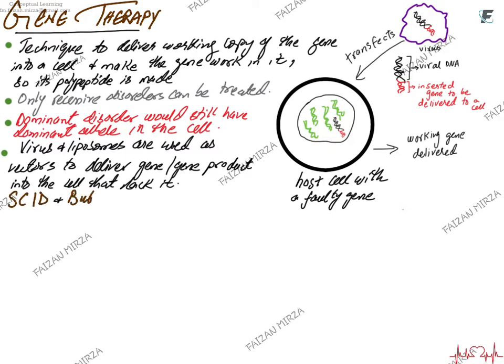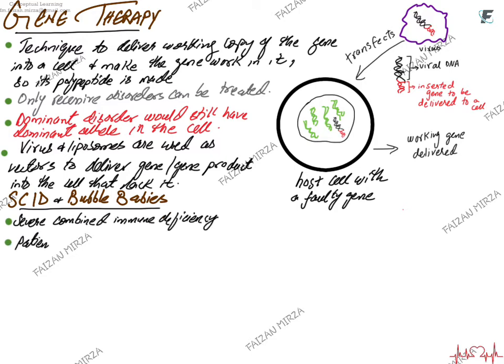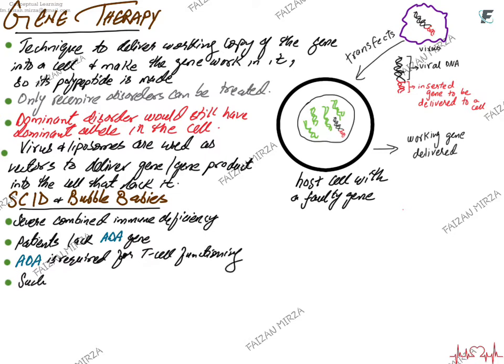The applications of this have been in SCID and the treatment of bubble babies. SCID is severe combined immune deficiency disease. In this, patients lack the enzyme ADA since the gene is missing. ADA is the enzyme which is required for proper synthesis of T cell functioning proteins and T cell functioning factors. So actually, the immunity cannot function. The immune system cannot function without appropriate functioning of the T cell. So the ADA enzyme is required for appropriate functioning of these T cells.